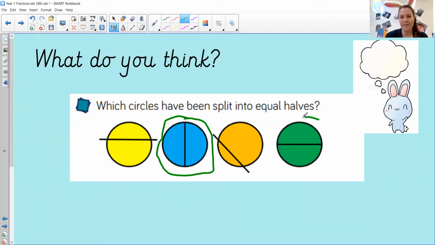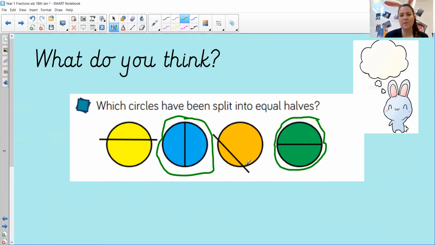I know that this circle has been split into equal halves because this half is the same as this half. This part is the same as this part, although it looks a bit different, in that where it's been halved is in a different place. But I still think that this has definitely been split into two equal halves.